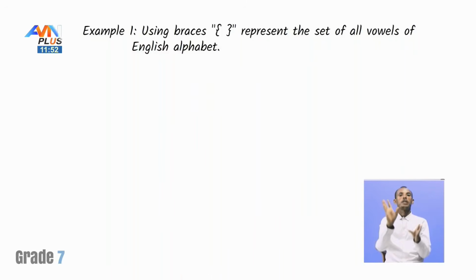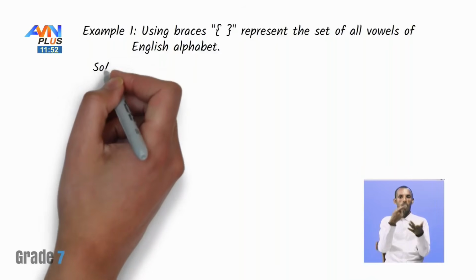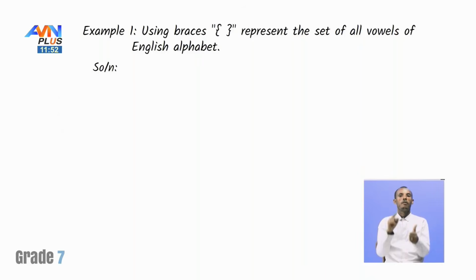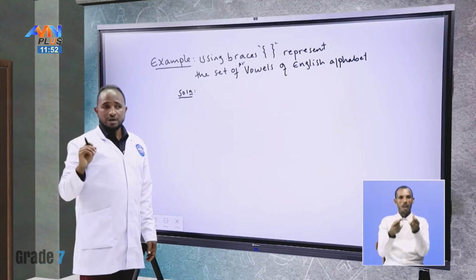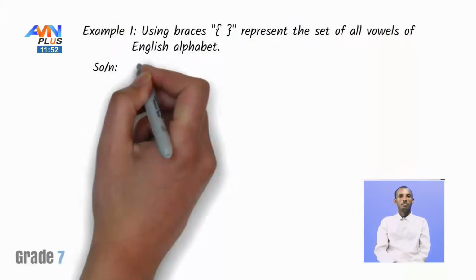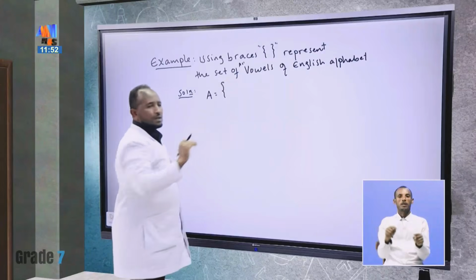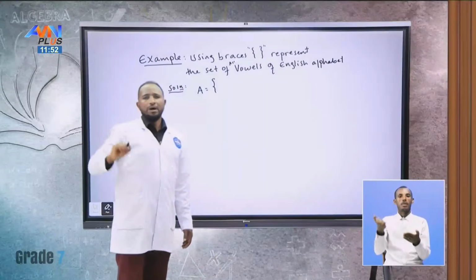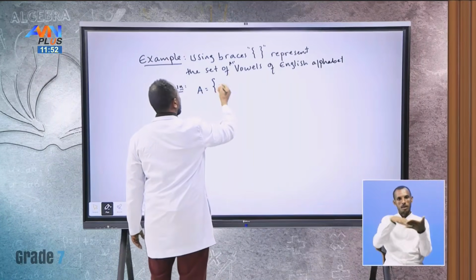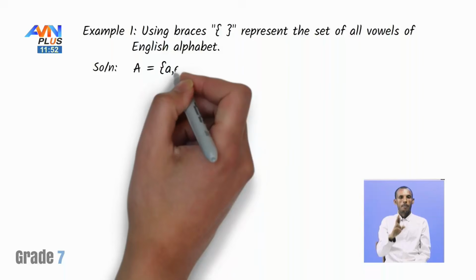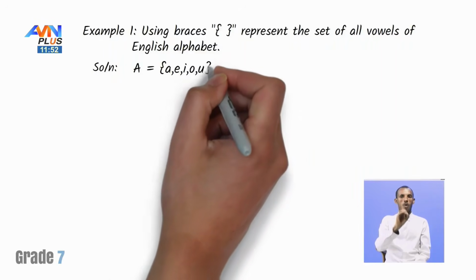Set of all vowels of the English alphabet. Here, first, we can represent the set using a single letter. Let me use the letter A. This set, let's denote it by letter A. And using braces, we list the elements by separating them using commas. Therefore, the vowels are A, E, I, O, and U.